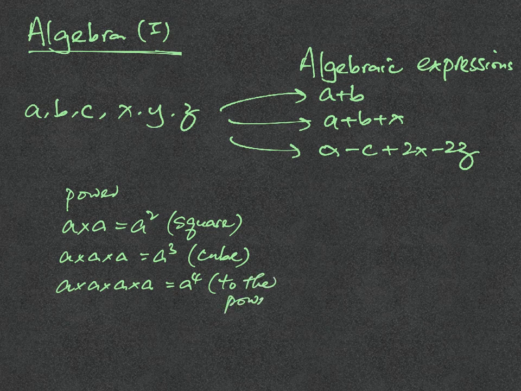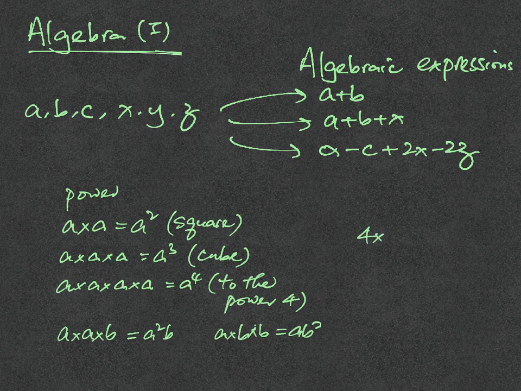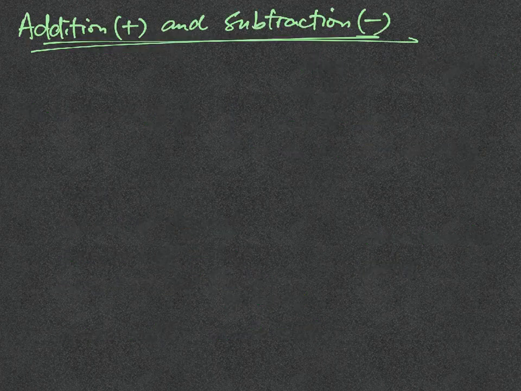After reviewing the meaning of power, we can now come to some different algebraic expressions. For example, we write A times A times B as A squared B, or A times B times B will be called AB squared. If you consider numbers together, for example, 4 times A times A times A times B times B, we write it as 4A cubed B squared.